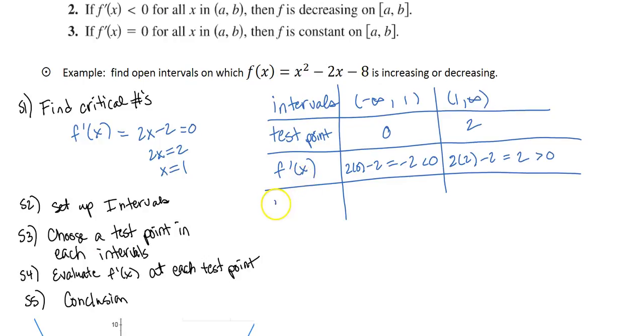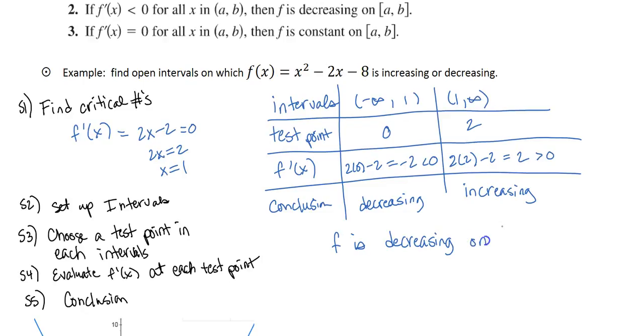So for step 5, we want to make our conclusion, and that's going to use the test. Because f prime of x is negative on this interval, we can say that it's decreasing. And because f prime of x is greater than 0 on this interval, we'll say that it's increasing. So f is decreasing on the interval from negative infinity to 1, and it's increasing on the interval from 1 to infinity, and that would be my answer.